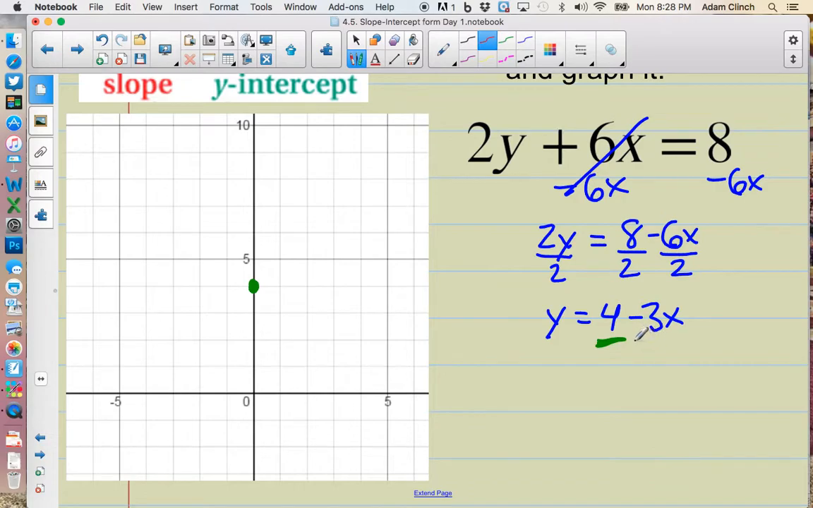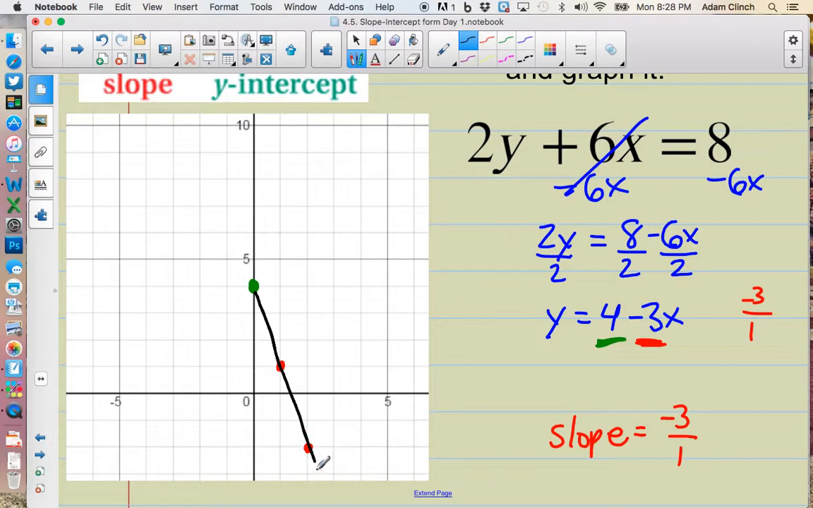And then how is the line changing? Well, that's the slope. It's going down 3 for every x. How do I write negative 3 as a fraction? It's negative 3 over 1. So that's my slope right there. My slope is equal to negative 3 over 1. So I go down 3, right 1, down 3, right 1 if I want another point. Got a few points. I can now easily sketch in my line, and it looks like that.